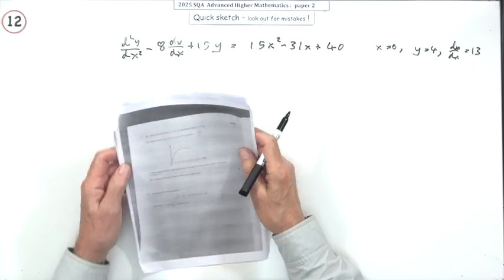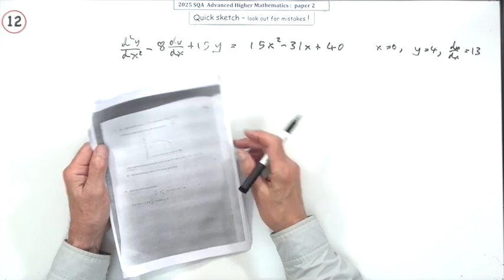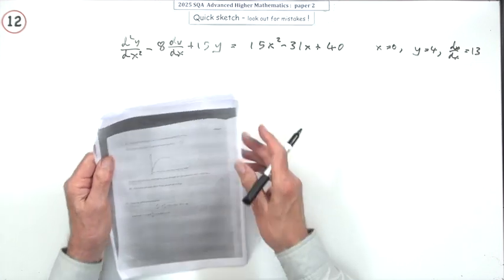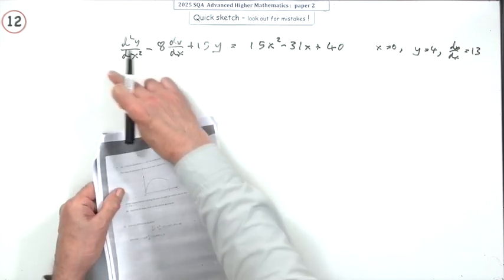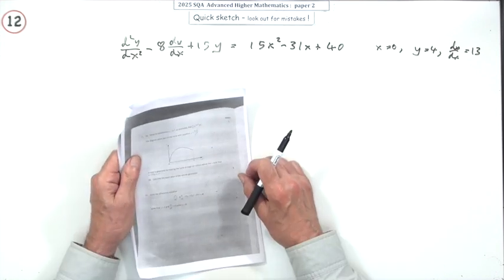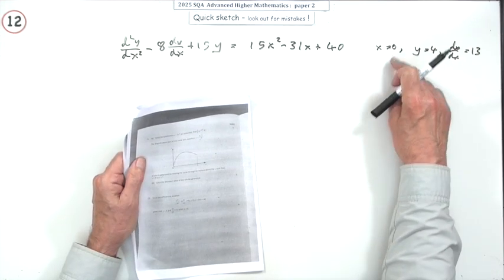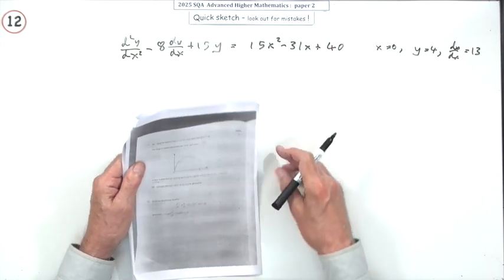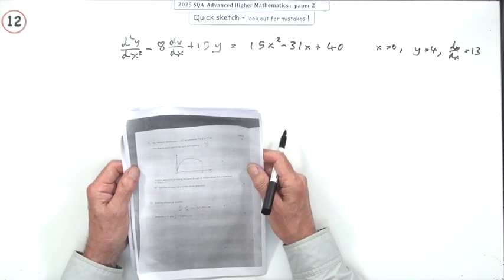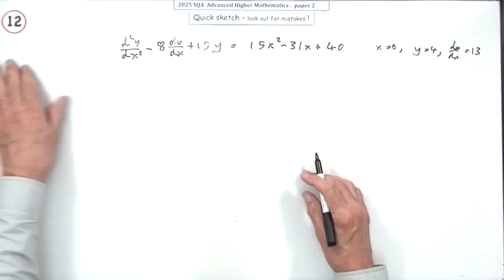Number 12 then from paper 2 of the 2025 Advanced Higher Maths, 9 marks, getting into the big guns now. Solve this second order differential equation. You've also got some initial conditions here, so you can put that in and get a particular solution, not the general solution. Well, it's just a case of go through the routine.